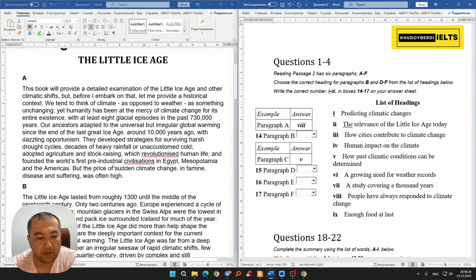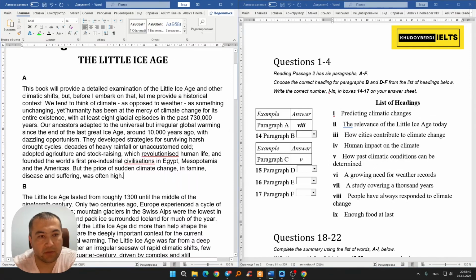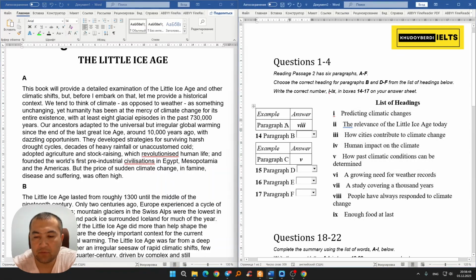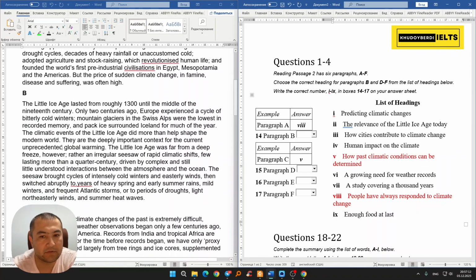Let's try to do our best in terms of the list of headings. In order to begin the headings, we do not have to read every single list of headings here. However, we will begin just by reading passage A, B, C, and D. It seems we don't have to read passage A as it's been done for us, so let's just cross out number 8 and number 5 here, and try to read passage B.